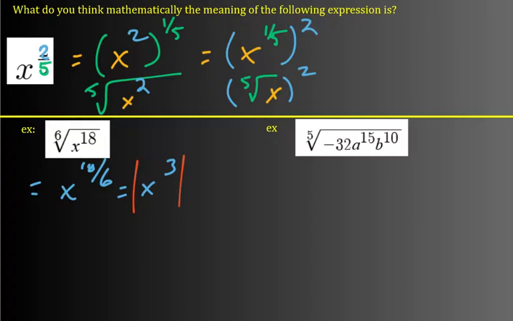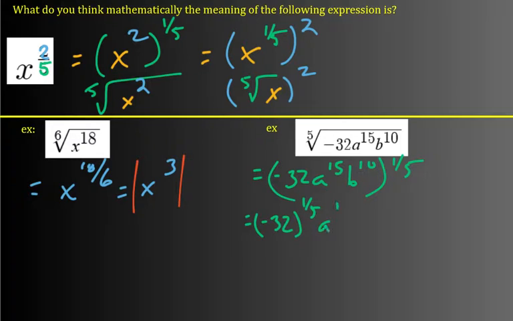Okay. For this one, we're not going to need to worry about absolute value because it's odd. You don't need to do that, right? So here, I'll just do this in a few steps. I'm going to raise this whole thing to a 5th, right? That's what the 5th root is. And then negative 32 is going to get raised to the 5th. A to the 15 over 5 is what we'll get there. And then b to the 10 over 5, right? So we have one of these properties of exponents where you can distribute that 5th in.